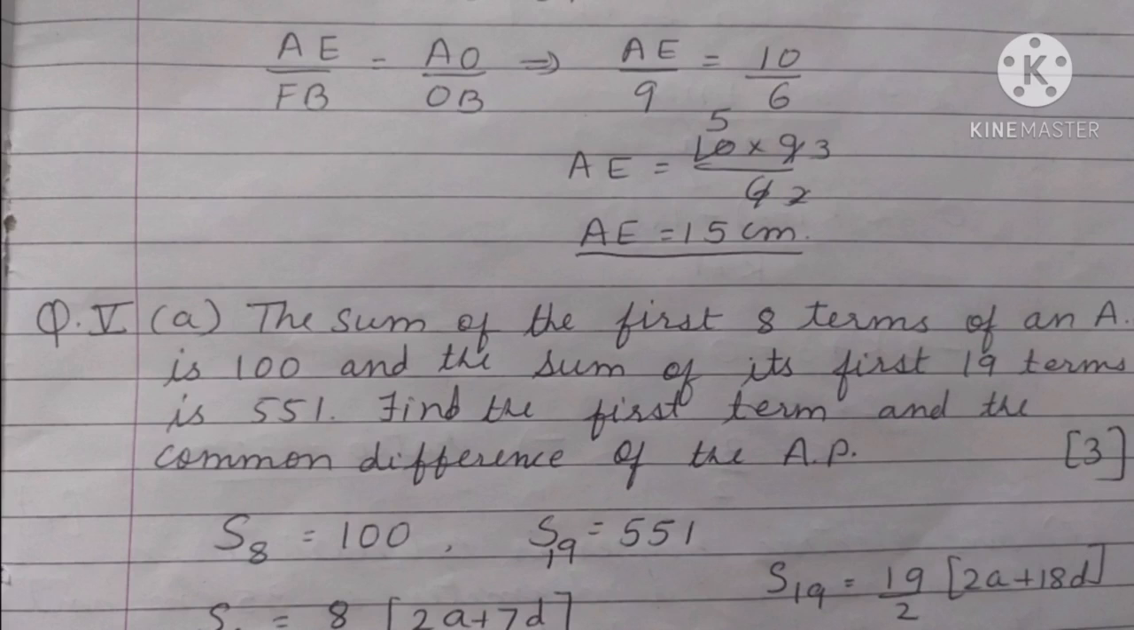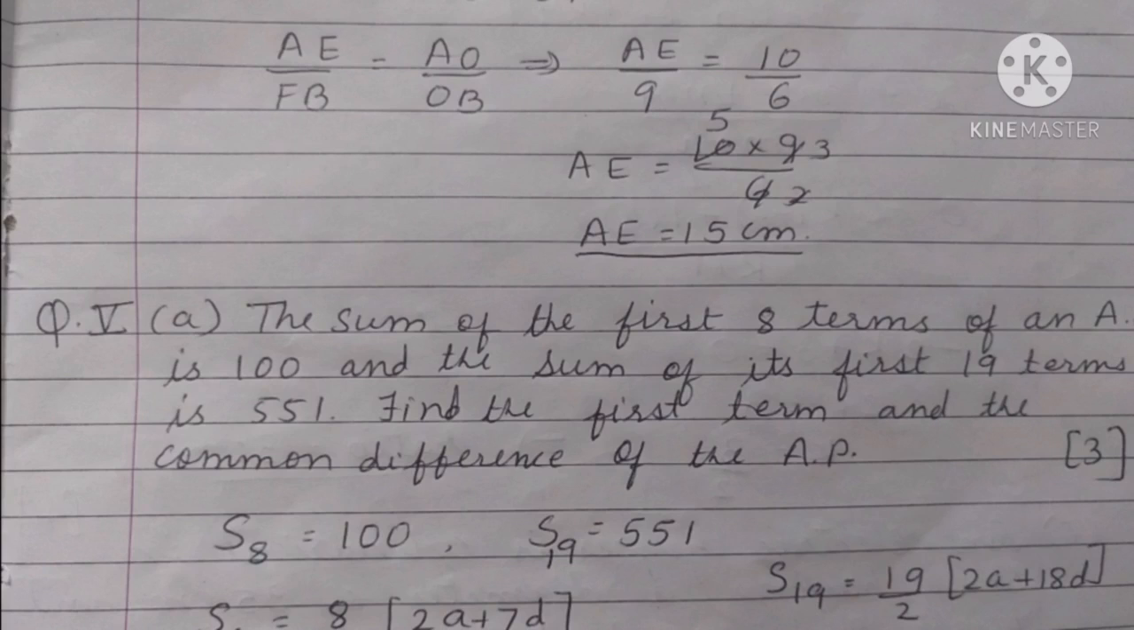Question number 5a. The sum of the first 8 terms of an AP is 100 and the sum of its first 19 terms is 551. Find the first term and the common difference of the AP. This is a 3 marks question. So here S8 is 100, S19 is 551.